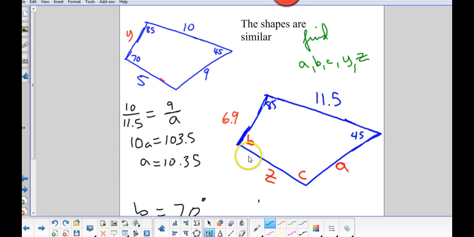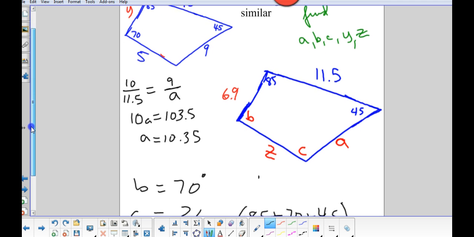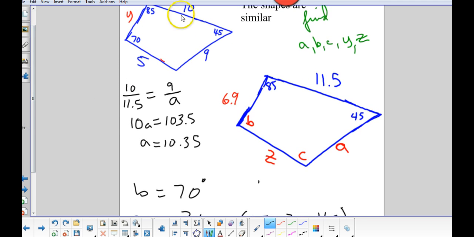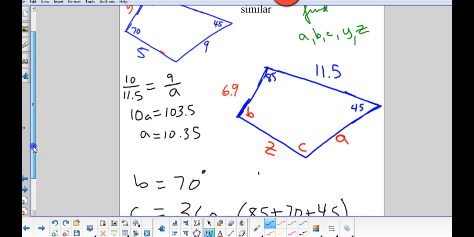So I set up a proportion for A. I have 10 over 11.5, the small shape to big shape, is equal to small shape 9 over big shape A. Right? And cross products and solve: 10.35. B is in the corresponding position with this 70, so B is the same angle measure. Similar shapes have congruent angle measures, so 70.